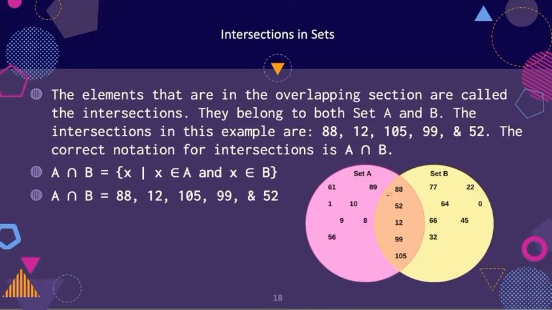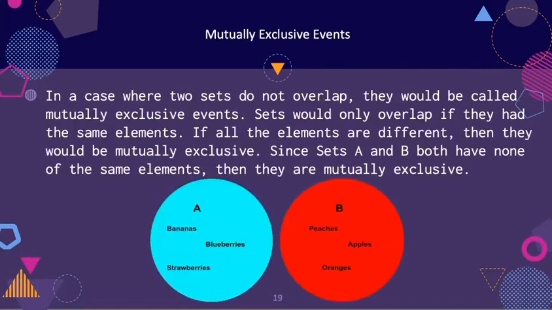The elements that are in the overlapping section are called the intersection. They belong to both set A and B. The intersection in this example is 88, 12, 105, 99, and 52. The correct notation for the intersection is A ∩ B. It is x is an element of A and x is an element of B. All the things that apply to the intersection are 88, 12, 105, 99, 52.